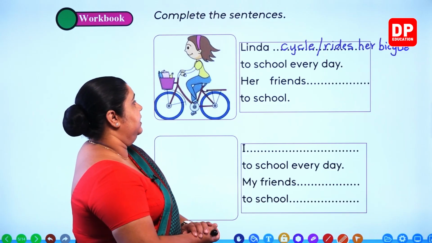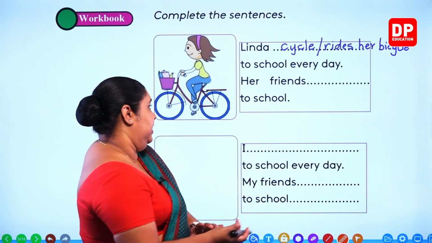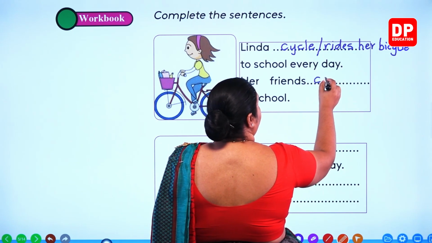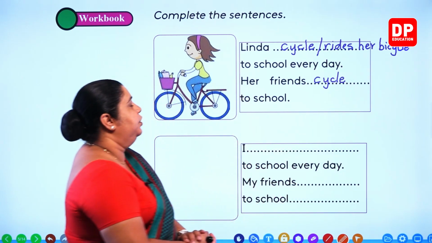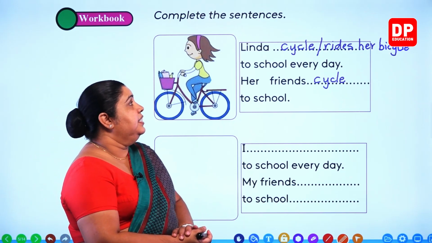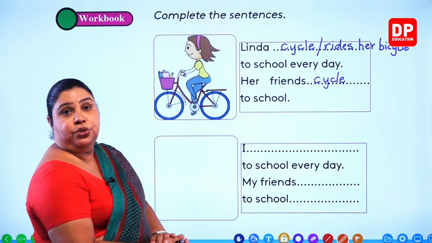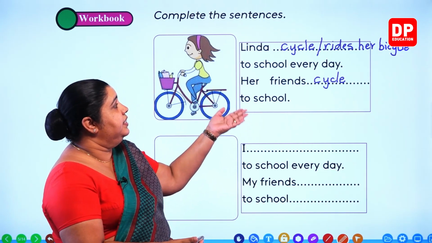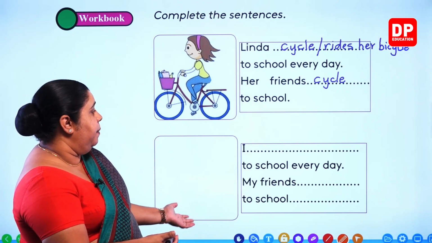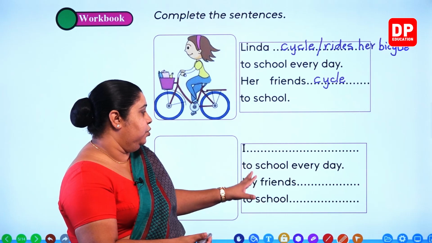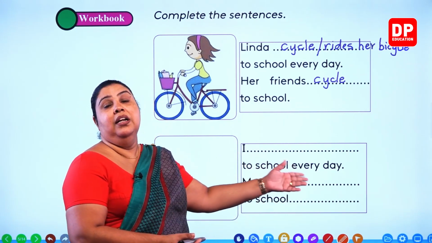Then the next sentence. Her friends blank to school. Her friends also cycle to school. Her friends cycle to school. So you can even say her friends ride their bicycles to school as well. Then, I blank to school every day. My friends blank to school.